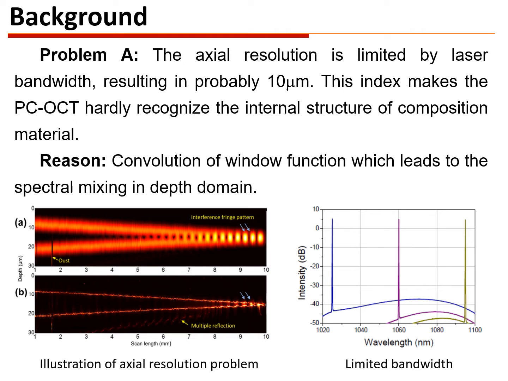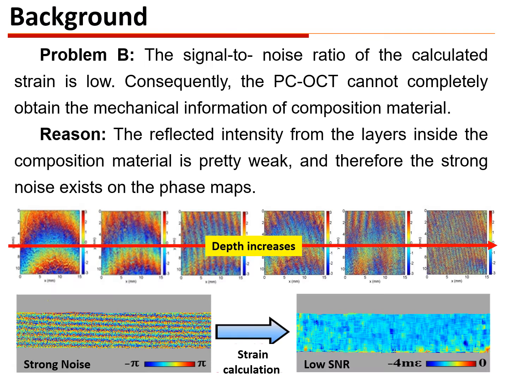Although the PCOCT is a promising tool to quantify the mechanical property, there are 2 problems which limit its application. The problem A is the poor axial resolution. The axial resolution is limited by the laser bandwidth, resulting in about 10 micrometers. This index makes the PCOCT hardly able to recognize the internal structure of composite material. The reason for the poor axial resolution is the convolution of the window function.